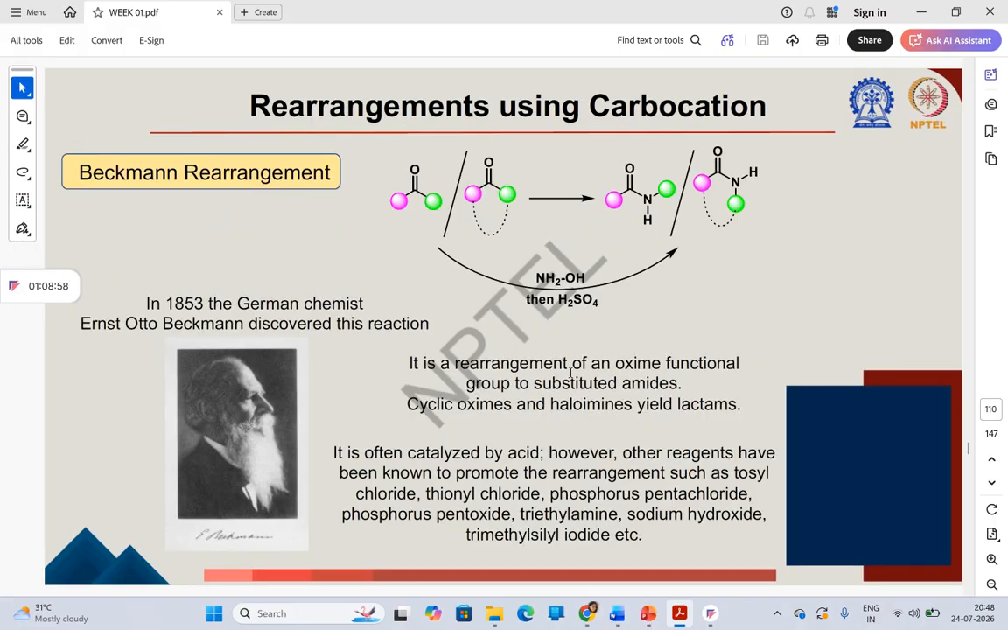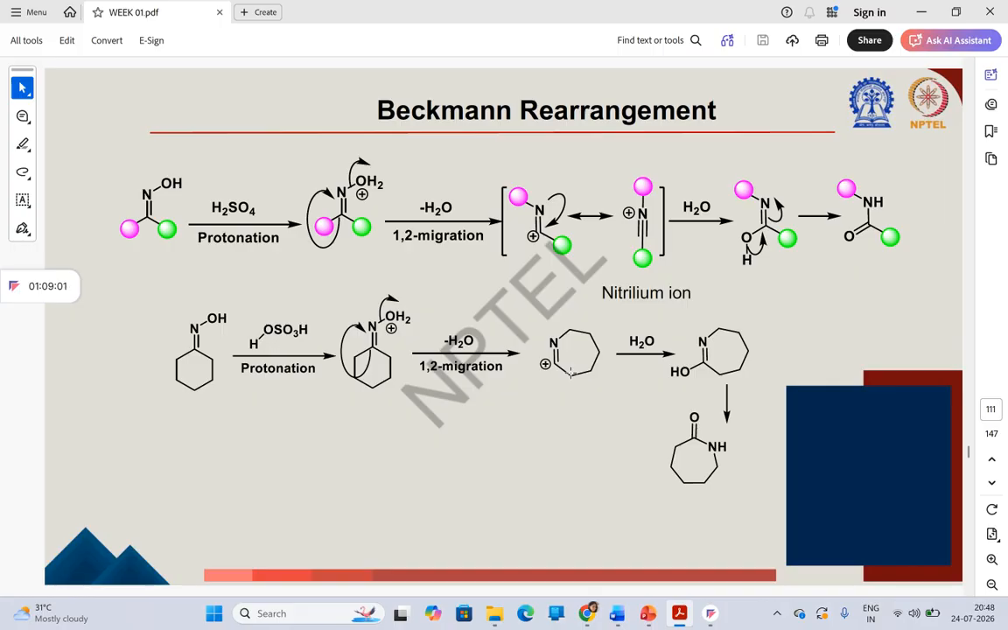next, Beckmann rearrangement. Okay, so in the Beckmann rearrangement, the group trans to the OH is always the group which is going to migrate. So in this case, this pink one is trans to this hydroxy group. So that's why it's going to migrate after the protonation and it will knock out, right? So this is the rule for the Beckmann rearrangement reaction. So we can see this example where this hydroxy group is trans. So this bond is getting migrated to this one, and the ring expansion is taking place.